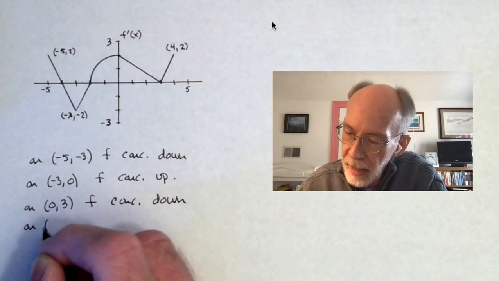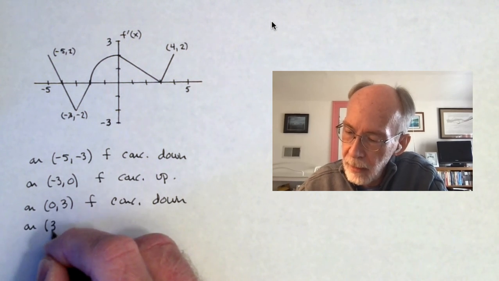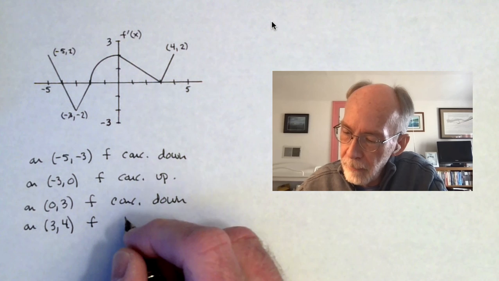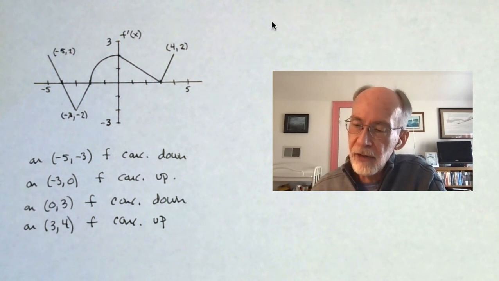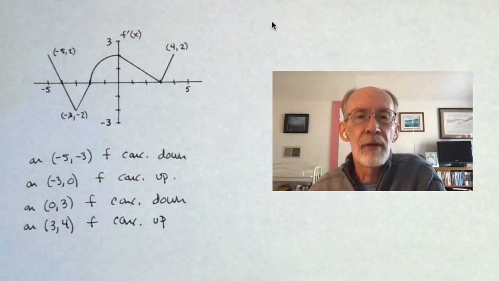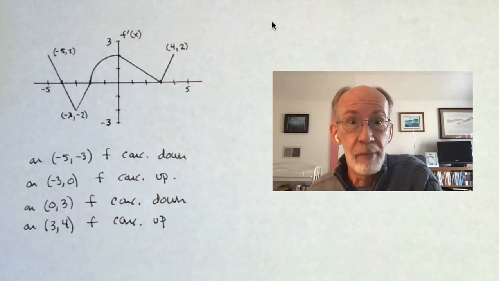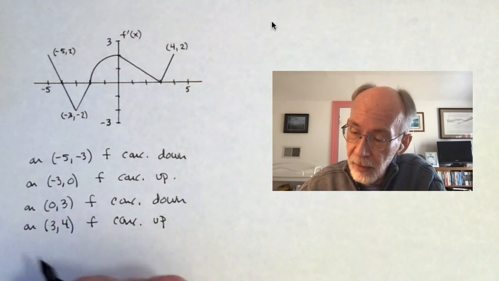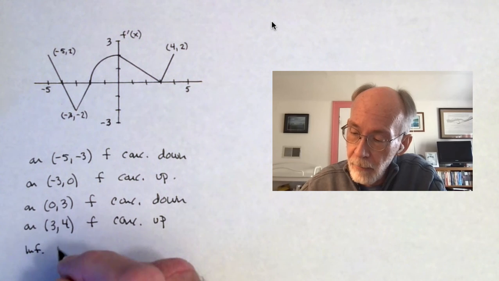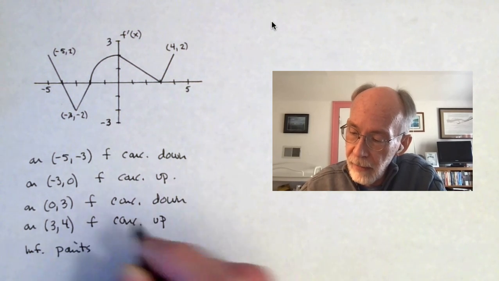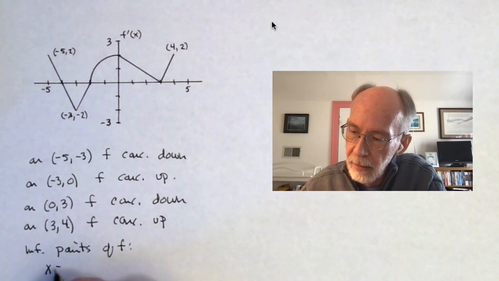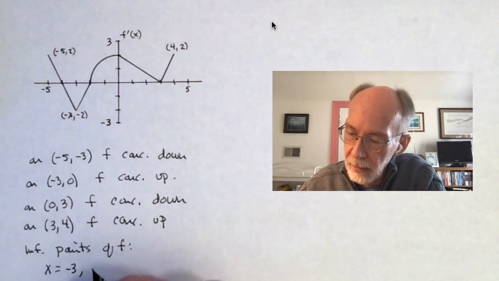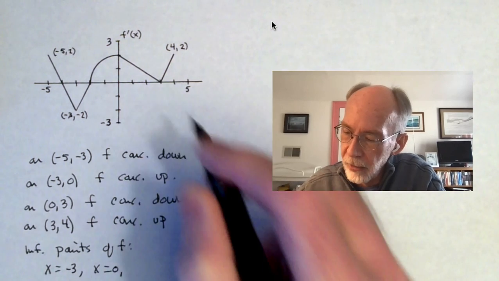Finally, on 3 to 4 open, f is concave up because f prime is increasing. And then we have inflections of f wherever we have a change in f prime, decrease to increase or increase to decrease. In other words, maxes and mins. So we're going to have inflection points of f at x equals -3, x equals 0, and x equals +3.